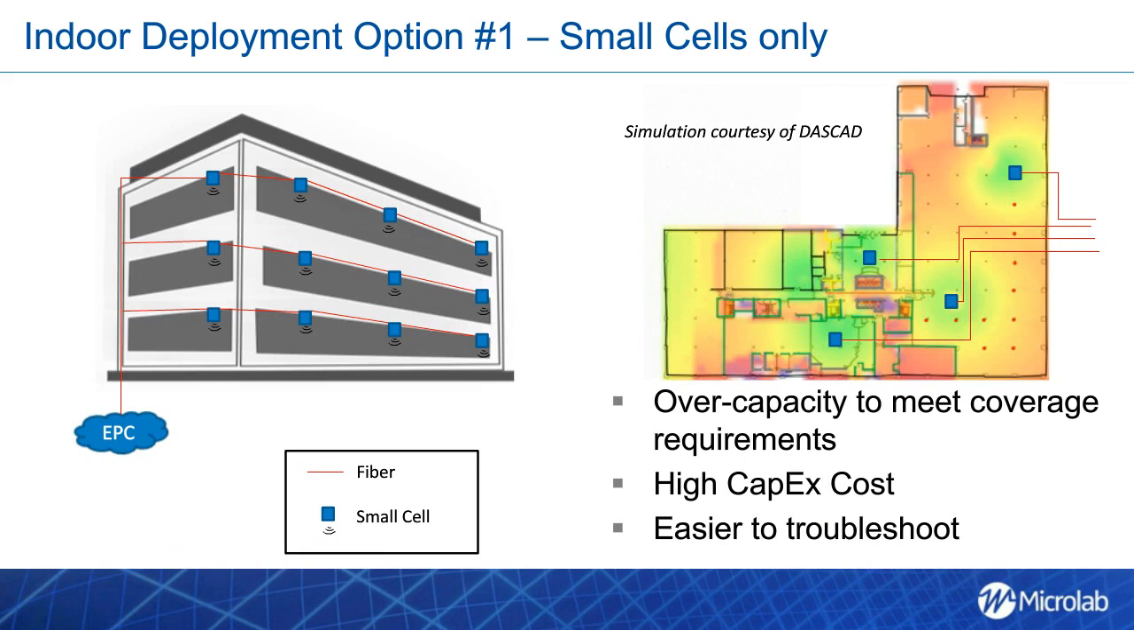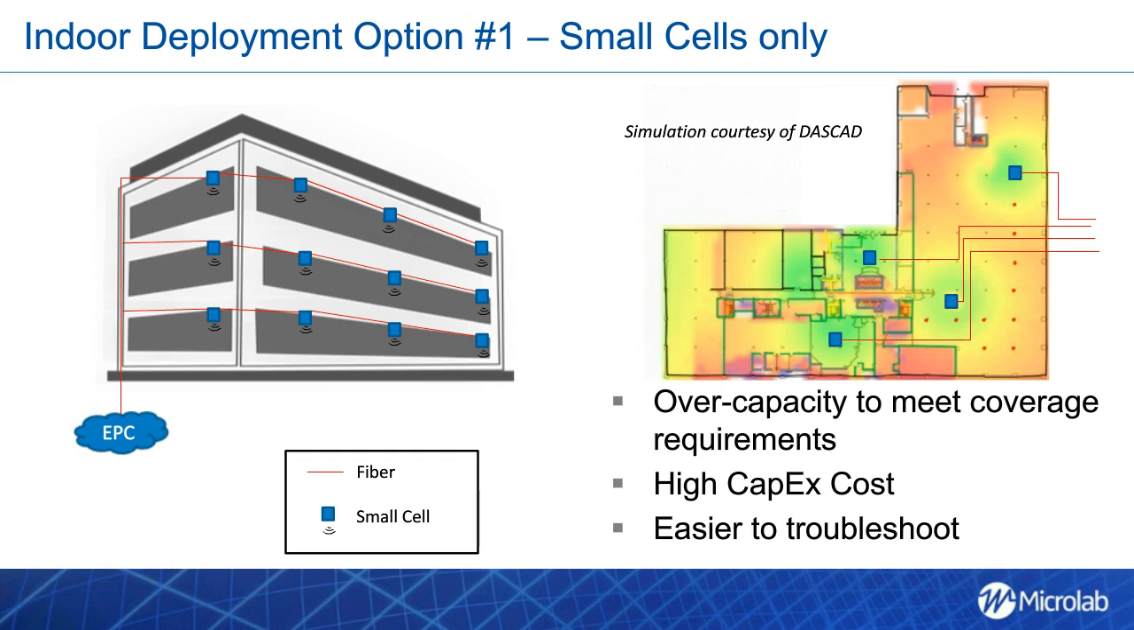For indoor deployments of small cells, you have two options. The first is to deploy small cells everywhere coverage is needed, as shown here on the left. On the right, you can see where the small cells would need to be deployed on a floor of that building. The simulation image provided by DASCAD from Tetros Systems, a 5G-ready unified solution to design and plan macro, small cells, DAS, and Wi-Fi in one platform.